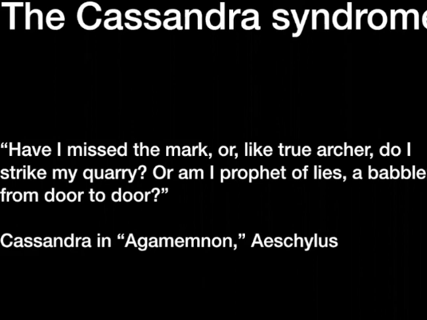Some articles talk about the Cassandra syndrome. Cassandra was a daughter of King Priam of Troy during the Trojan War, and she was cursed with a predicament. She was made aware of all the future events of the war, but all her warnings were disbelieved by everyone she was trying to reach.